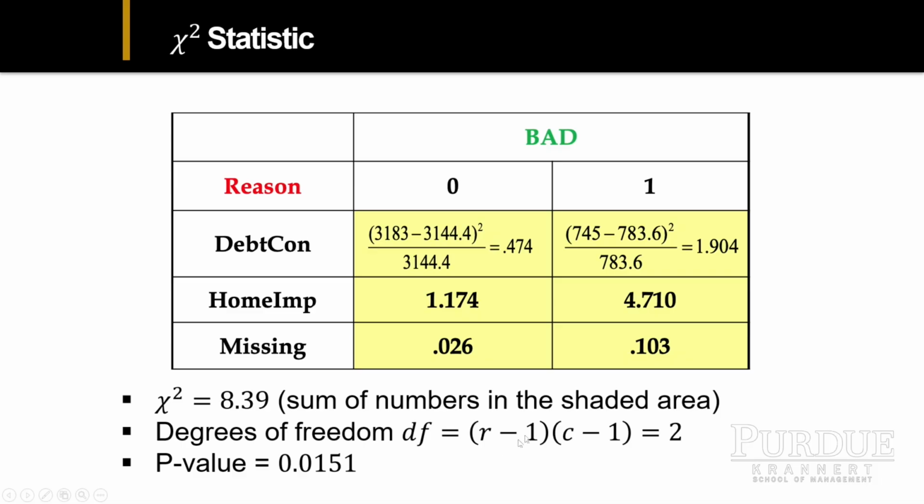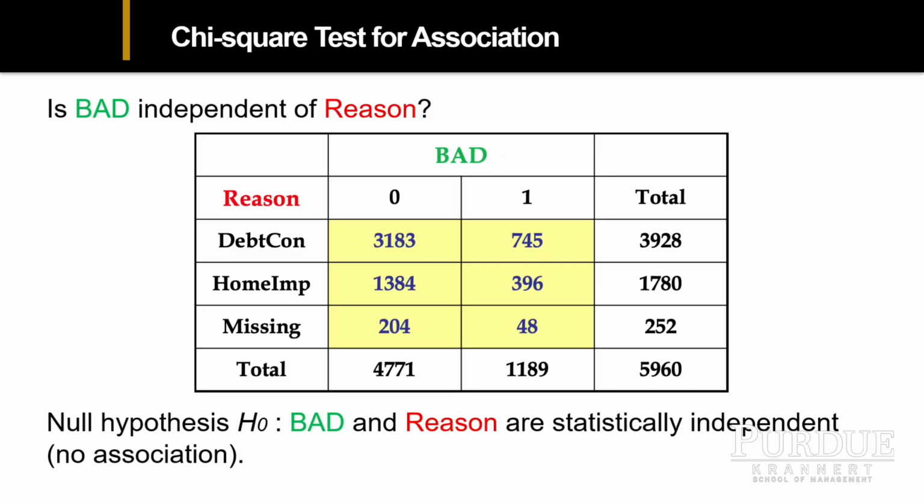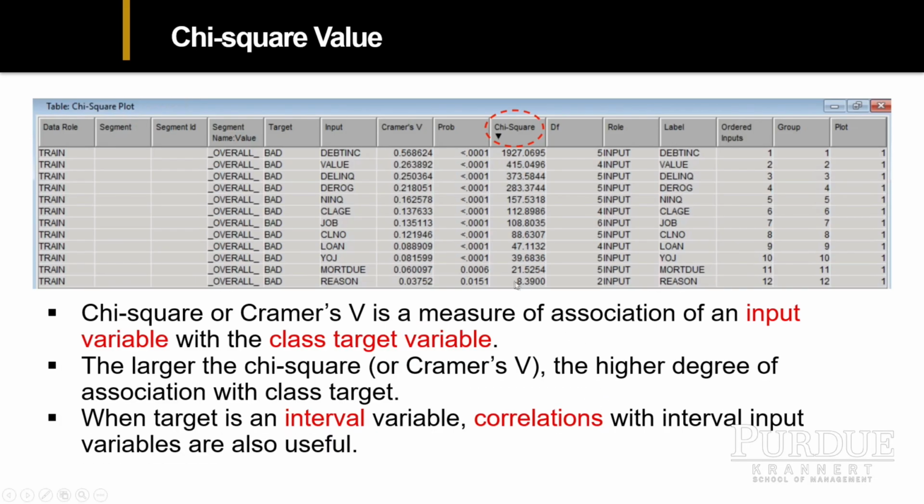The degree of freedom is the number of rows minus 1, which is 2, times the number of columns minus 1, which is 1. So the total is 2. If you check the chi-square table, you get a p-value of 0.0151. This is exactly equal to the one shown in the table, the chi-square value and the p-value for the input variable called reason. So if alpha equals 0.05, we can reject H null and say these two are not independent.